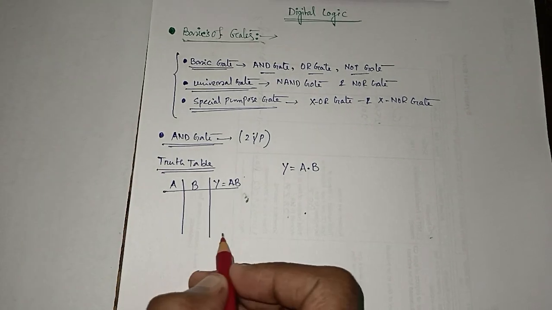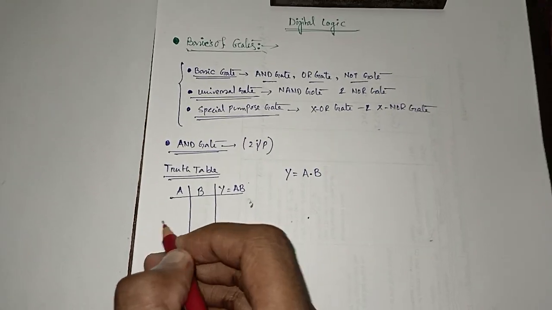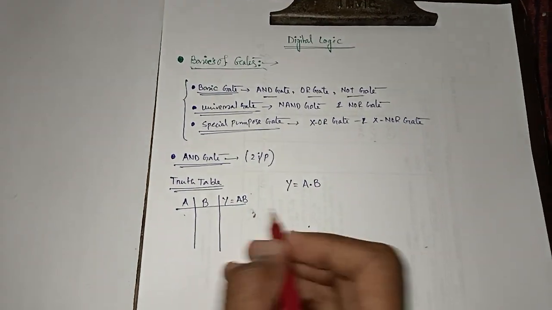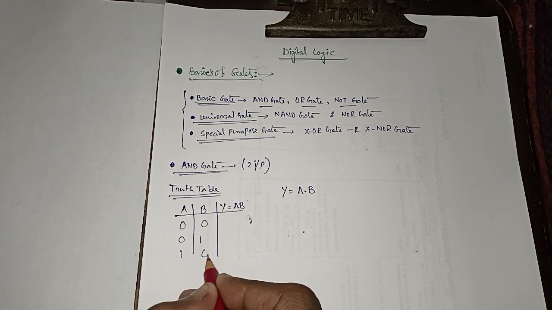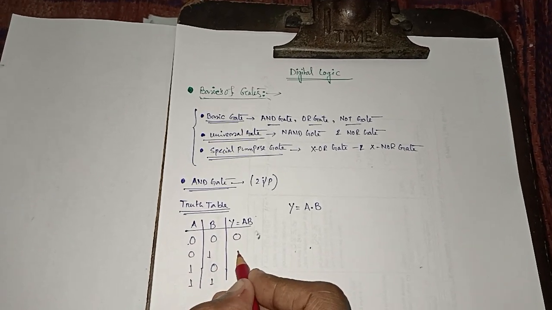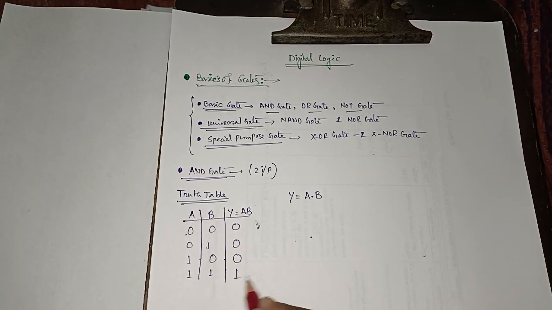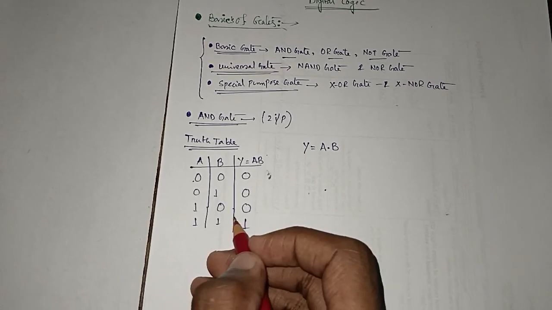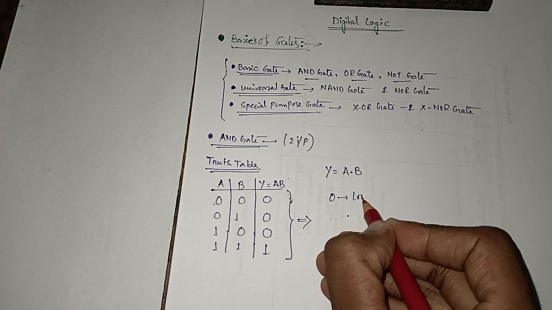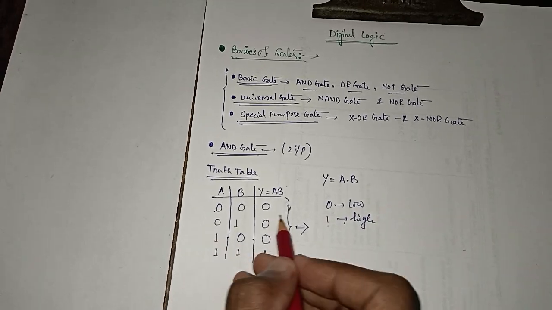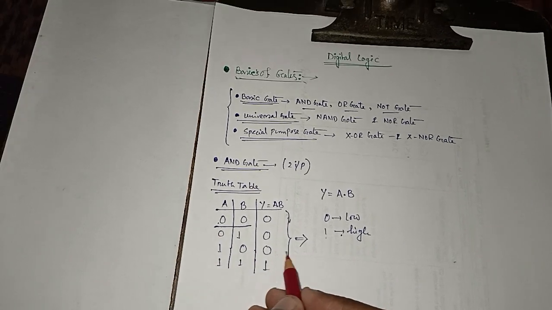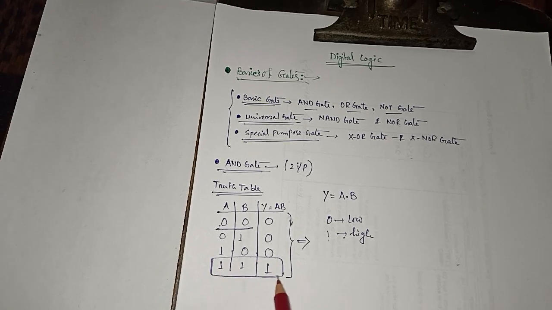In the truth table, with two inputs we have 2 to the power 2, which means four combinations: 0 0, 0 1, 1 0, and 1 1. For 0 0 we get 0, for 0 1 we also get 0, for 1 0 we also get 0, and for 1 1 we get 1. Here 0 means low and 1 means high. From this table, if any one input is 0, the output is 0. When all the inputs are high, we get a high output.